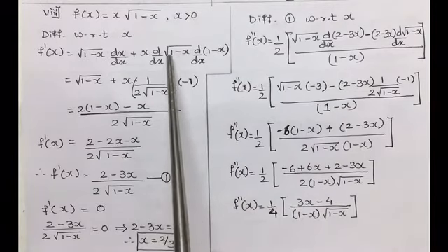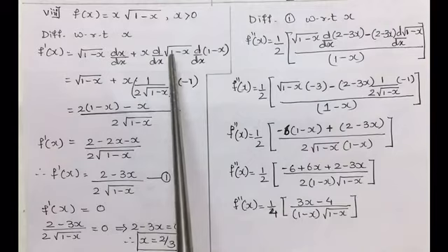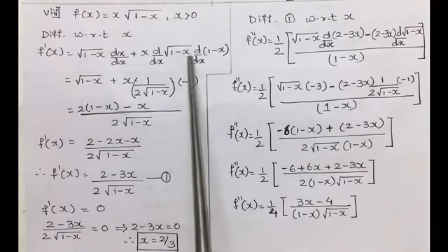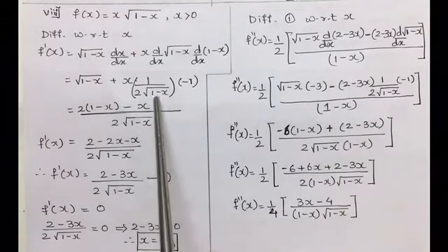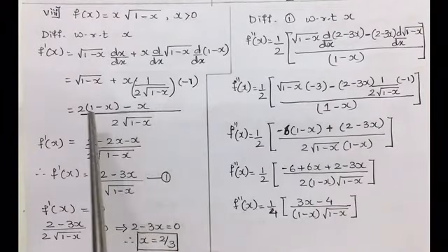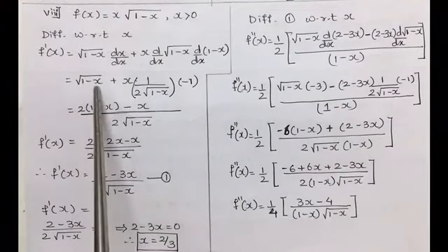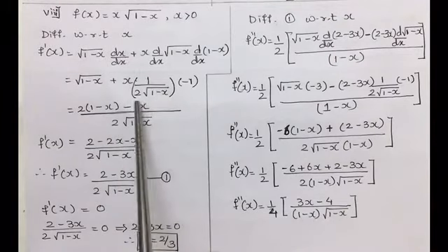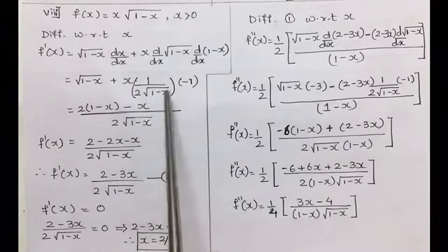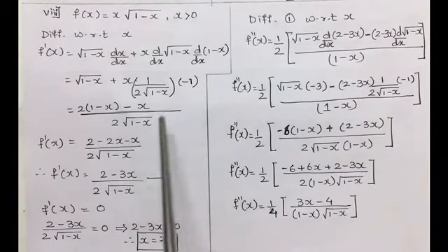Now the derivative of root x is 1 upon 2 root x. Instead of root x we have root of 1 minus x. So we get here 1 upon 2 root of 1 minus x. Dx by dx is 1, so only root of 1 minus x remains. X is as it is. This derivative is 1 upon 2 root of 1 minus x. Derivative of 1 minus x is minus 1.